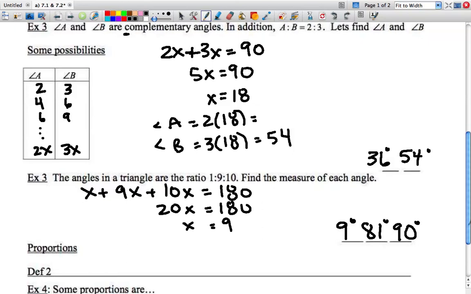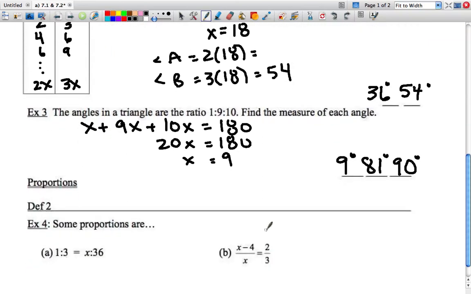Okay? All right, let's go on to proportions. A proportion is an equation that uses ratios.